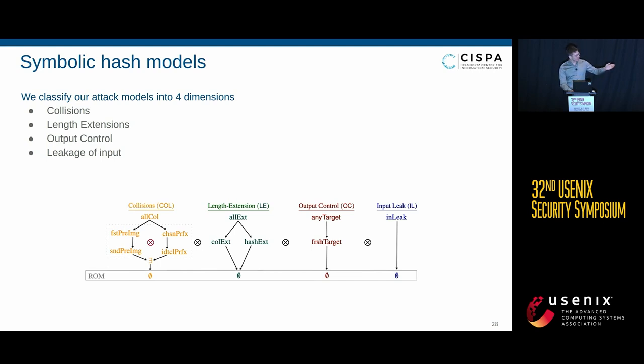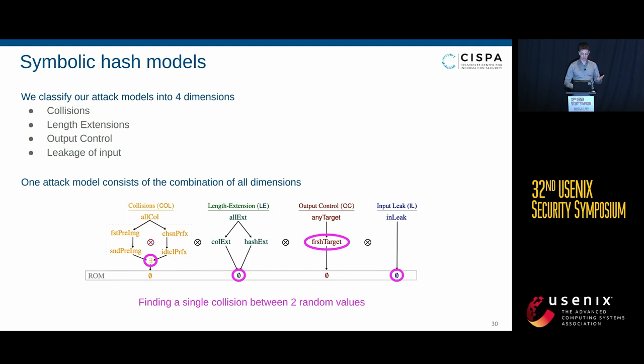And as indicated by the lines, you see that if we, for all the dimensions, assume the strongest restrictions, we end up again at the perfect model of hash functions, the random oracle model. And so all the models we build consist of a combination of single elements of these dimensions. So for example, if we want to find a single collision between two random values and want to model that, then we would choose this configuration.